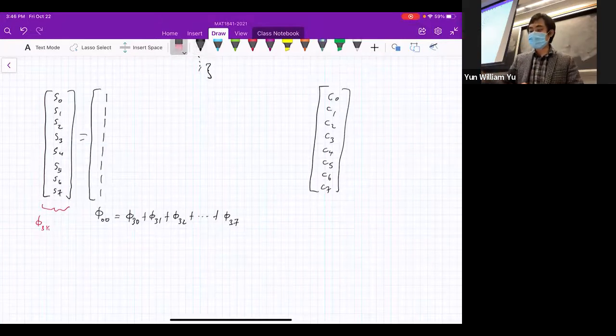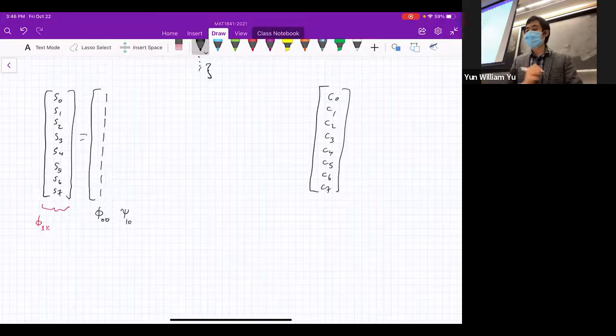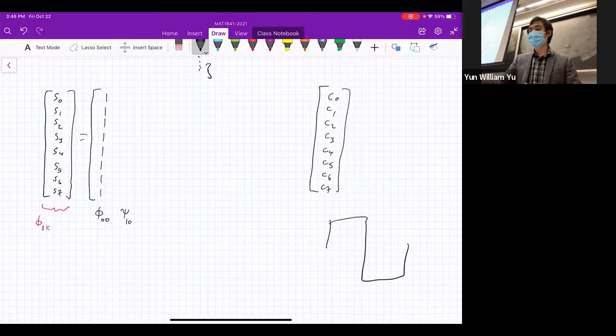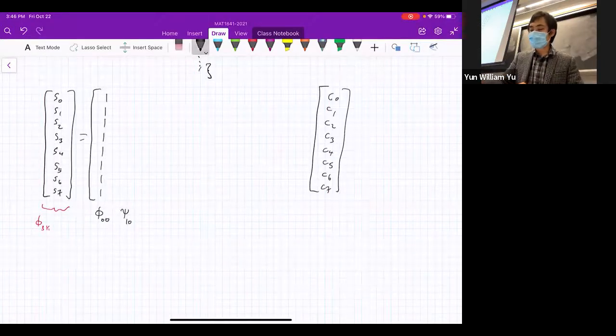So that was phi sub 0,0. What about psi sub 1,0? What are the coefficients going to be when you're constructing that thing? Remember, that thing looked like this, 1/2 on each side. Yes, it's 1/2 on each side. So it's going to be 1, 1, 1, 1, minus 1, minus 1, minus 1, minus 1.